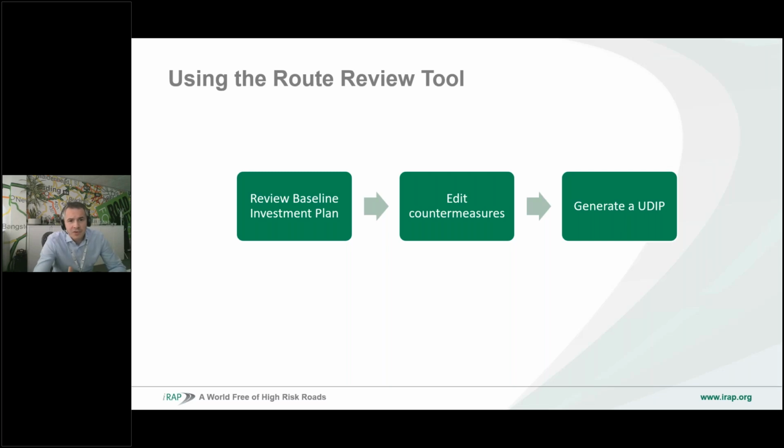So the route review tool will then allow you to go in there and change which countermeasures are selected for each 100 meters, and I'll show you that in a minute. And after you've gone through the whole route you want to change, you can generate the user-defined investment plan. This will provide you with the star ratings, as they would be with the countermeasures you've requested, and also all the economics behind those.